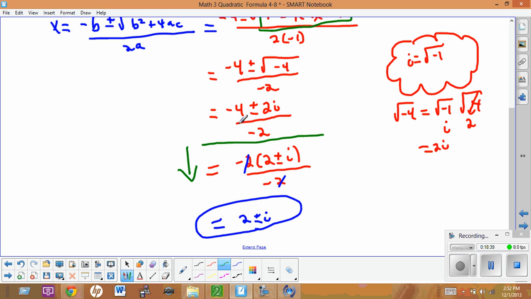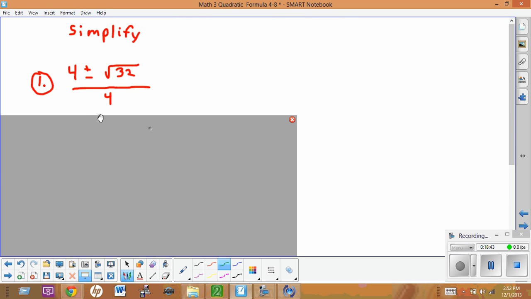Okay, so in your notes, write 4 plus square root of 32 all divided by 4. So what we have here is a problem that looks similar to something we did with the quadratic formula that needs to be simplified. And our steps are pretty easy. The first thing we do is we look at the radical. Can we simplify the square root of 32? So no matter what the problem is, we always look, can I simplify the radical?